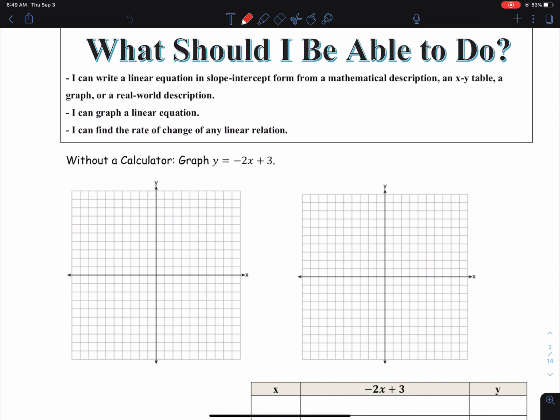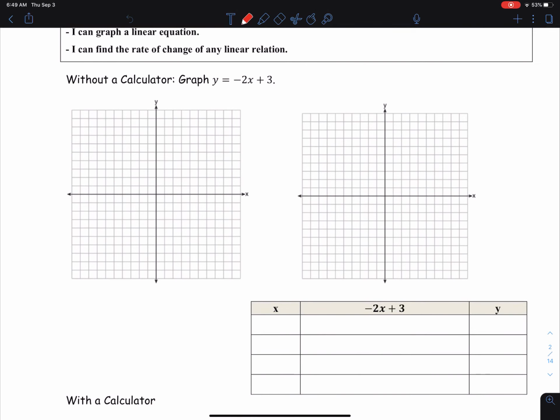What should I be able to do by the end of the day? I can write a linear equation in slope-intercept form from a mathematical description, an XY table, a graph, or a real-world description. I can graph a linear equation, and I can find the rate of change of any linear relation. So let's all review. You should be able to do that already, but we're going to review that so we can knock out any of the cobwebs. So without a calculator, for the first two at least, we're going to use a calculator for the last. Graph y equals negative 2x plus 3.